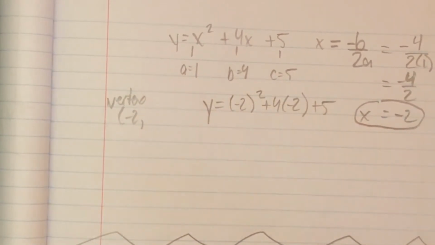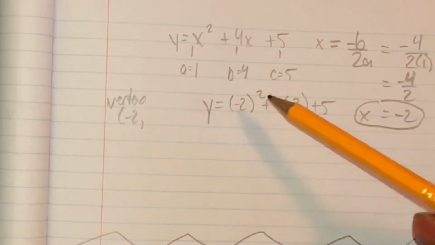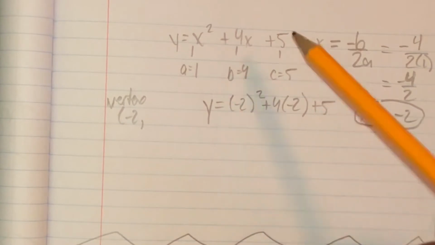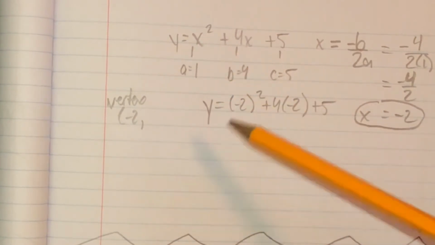Mr. Michael, why did you put the negative 2 inside parentheses? Well, just out of habit or out of format, I want to show that I took an x out and I put negative 2 in.